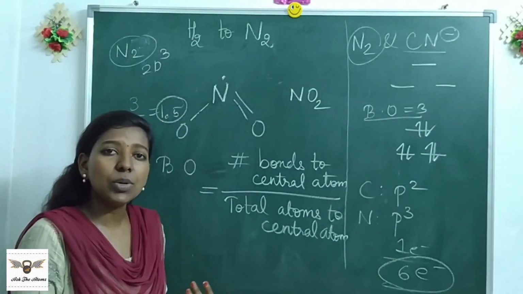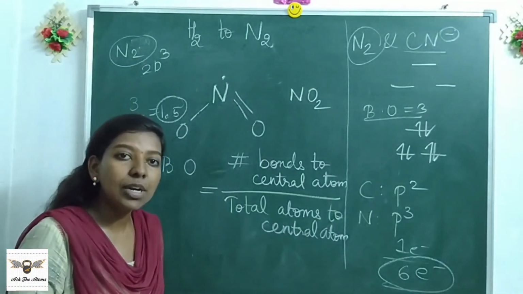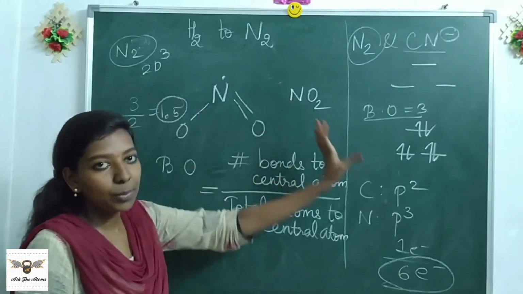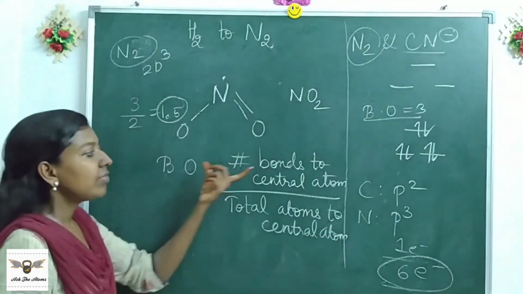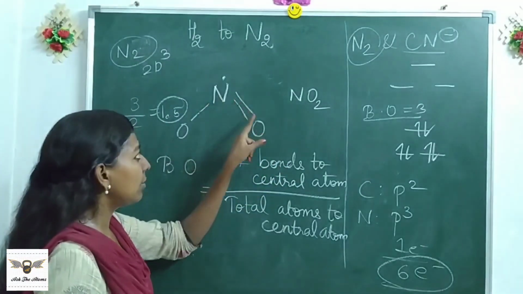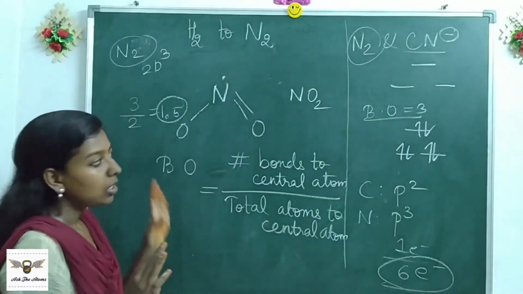So this is a simple question. Sometimes questions can be asked like, how do you relate the stability of a few polyatomic molecules? For that you have to use this particular bond order formula. Very simple. Number of bonds to the central atom, how many bonds are there, divided by the number of atoms linked to the central atom. Divide, and you get the bond order directly.